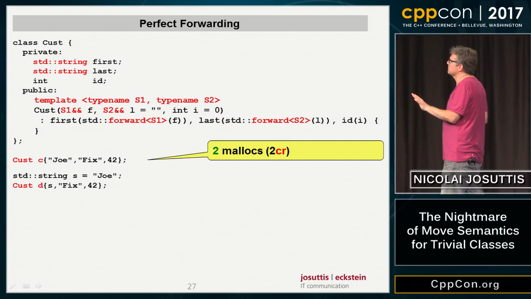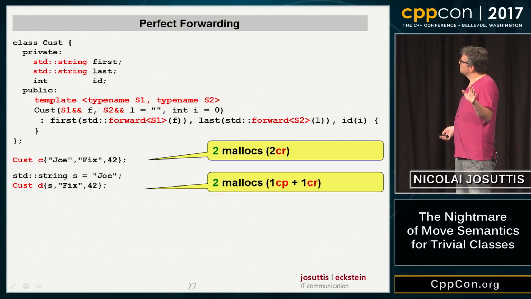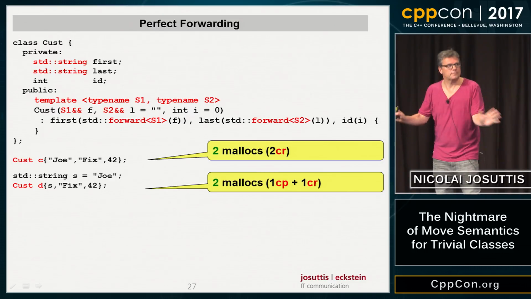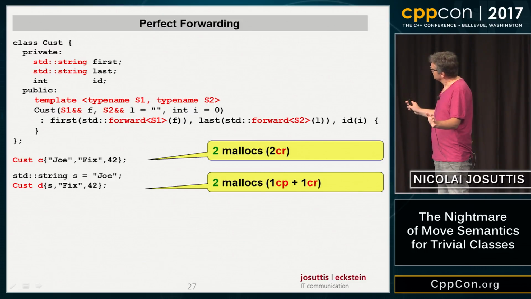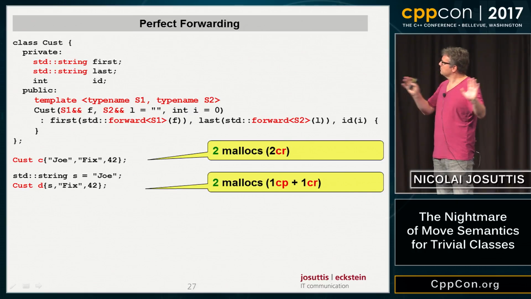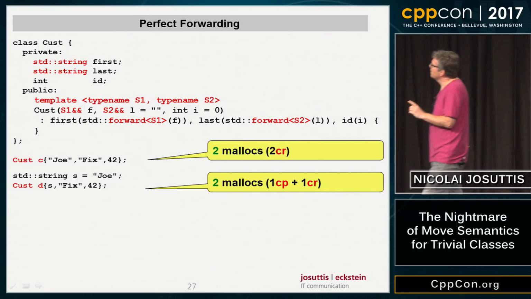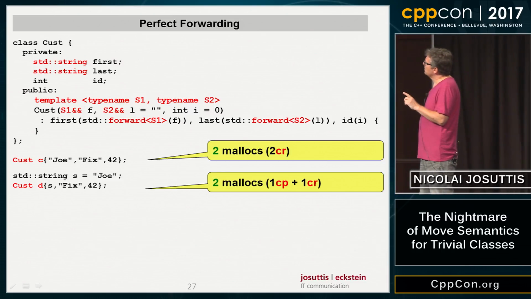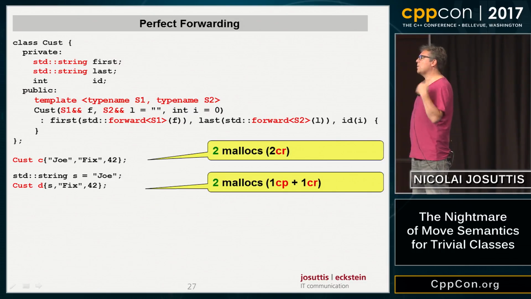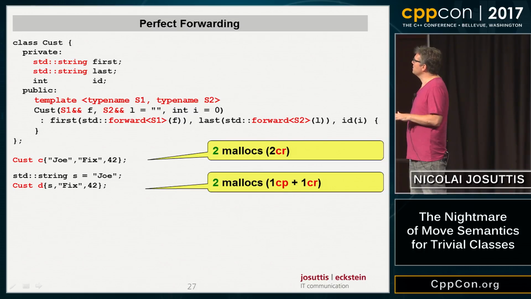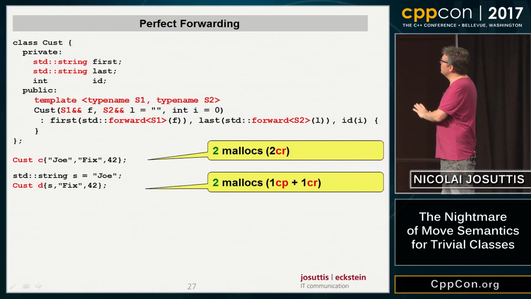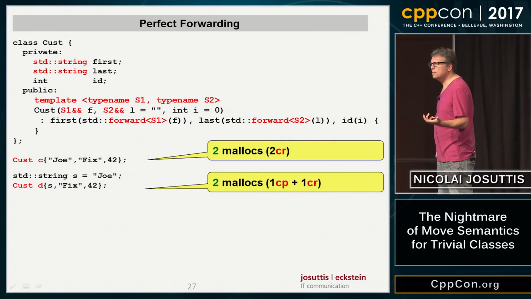Let's pass a string we have already. 2 mallocs. Perfect. 1 copy of S, 1 create for the fix. By the way, in this version, the type S1 is std string, and the type S2 is const character star. Am I right?